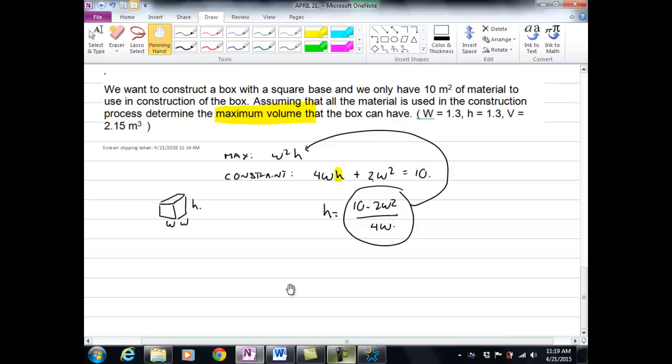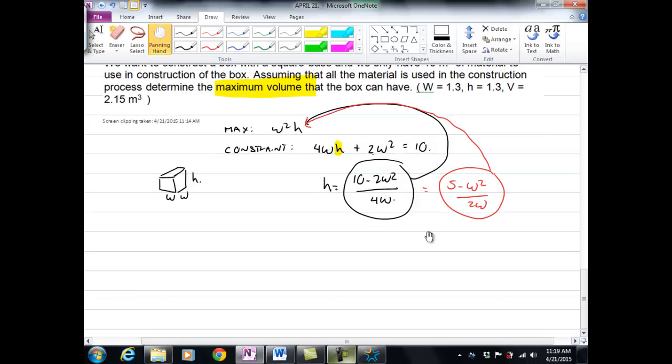Ruby, what can you do with it? Simplify. You can actually simplify this. See, 10 to 4. So this actually becomes 5 minus W squared over 2W. You can actually use either or. You get the same answer, and the simplified version really gives you a slightly smaller number to work with. So I can either use this form or this form. The simplified form is probably a lot easier for you to work with.